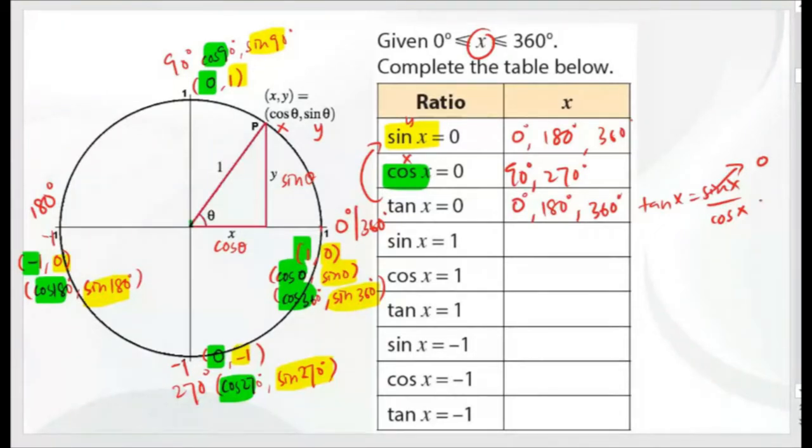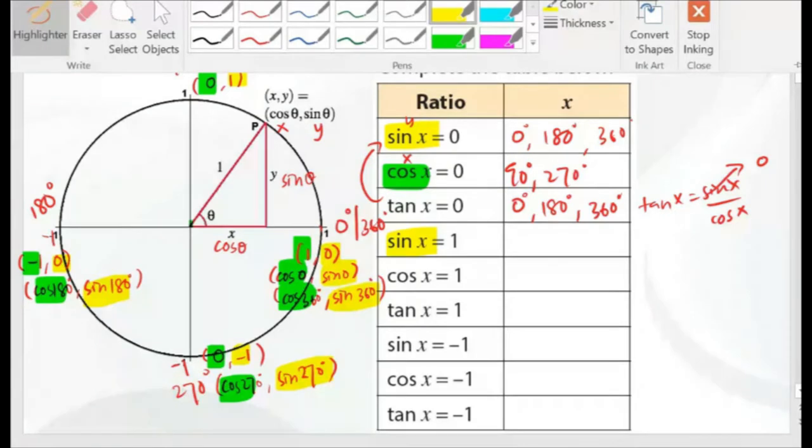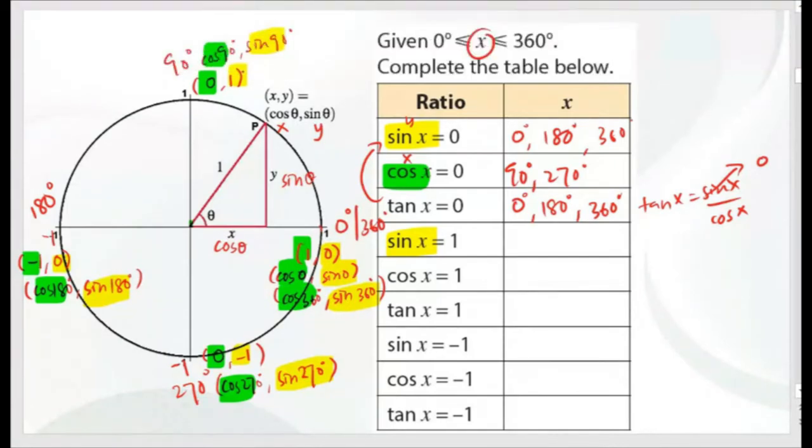Okay, so now another one, sine x equals 1. For sine x, we look at the y coordinate. Y equals 1 here. Sine equals 1, see? There is only one, so it's 90 degrees. Then cos x equals 1. Cos x equals 1 here, so it's 0 degrees or 360 degrees.